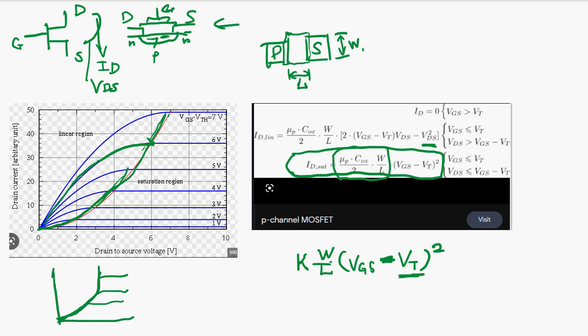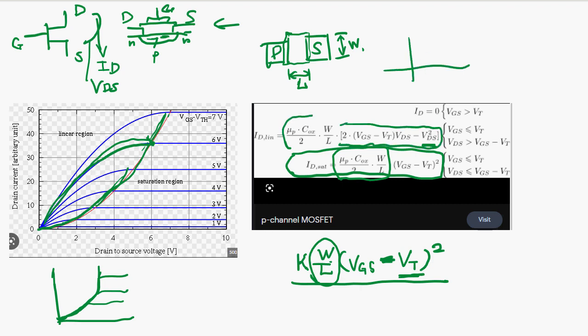So you can control this line by different geometry, right? And before it saturates, this equation is a quadratic equation like this, and you take it up to here. From here, it's controlled by VGS, the gate voltage.